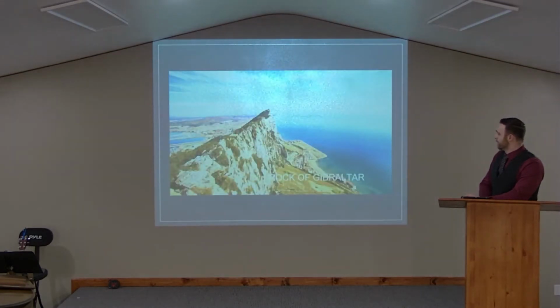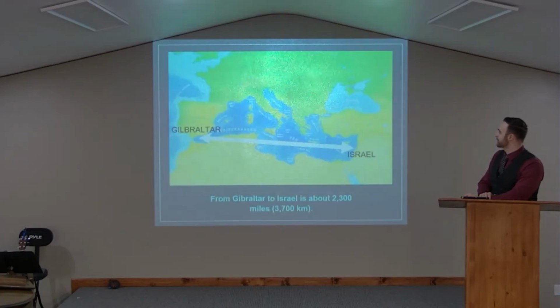Here's what the rock looks like. It's pretty prominent and tall. There's actually people standing out there in the picture. So from Gibraltar on one side of the Mediterranean all the way to the other side, it's about 2,300 miles. So most of the contiguous United States is taken up by this sea.